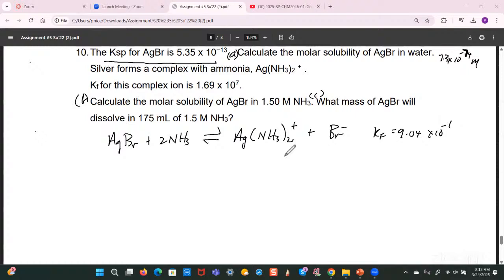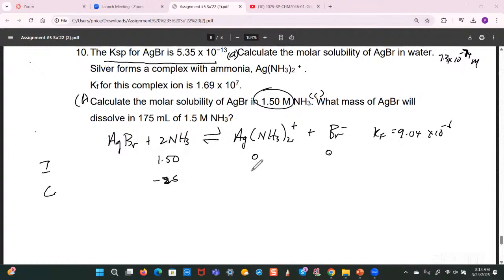All right? Okay. So what I'm going to do now is set up an ice table where the initial concentration of ammonia is 1.50. The initial concentration of the complex is going to be 0. And that of the Br minus is going to be 0 as well. And then the change here is going to be minus 2S for the solubility because of the 1-to-2 ratio between the silver bromide and the ammonia, if S is the solubility of the silver bromide.